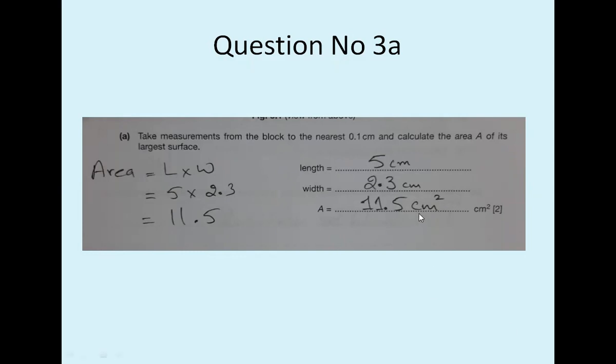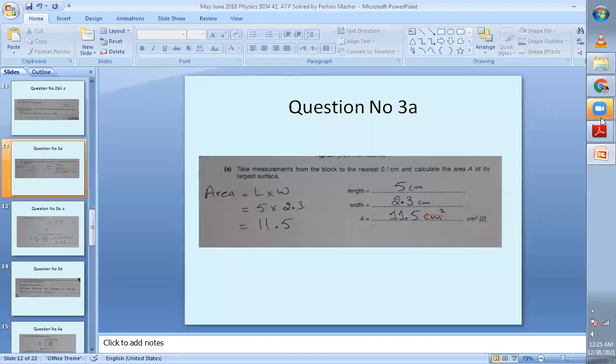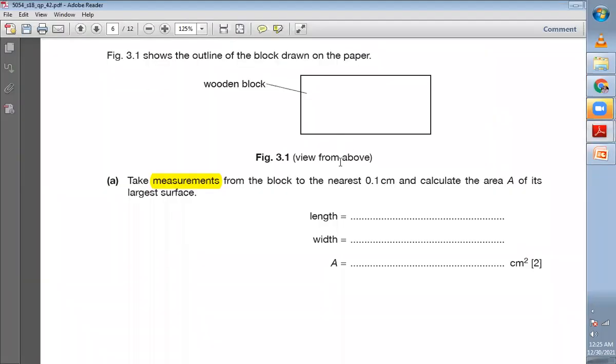I have written here centimeter square. Don't write this because this centimeter square is already written here. So don't write it here. You are not supposed to write this, okay? This centimeter square is already written here. So this is the question number 3, part A. Okay, now the next part.